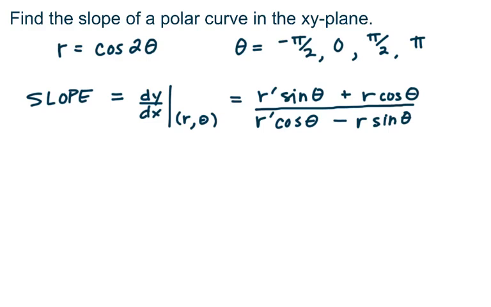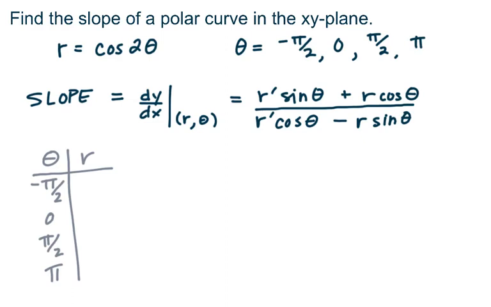In order to do this, we're going to need to know what those r values are at each of the theta values given. So in this situation, we can make a table of values, theta and r. I've got negative pi over 2, 0, pi over 2, and pi.